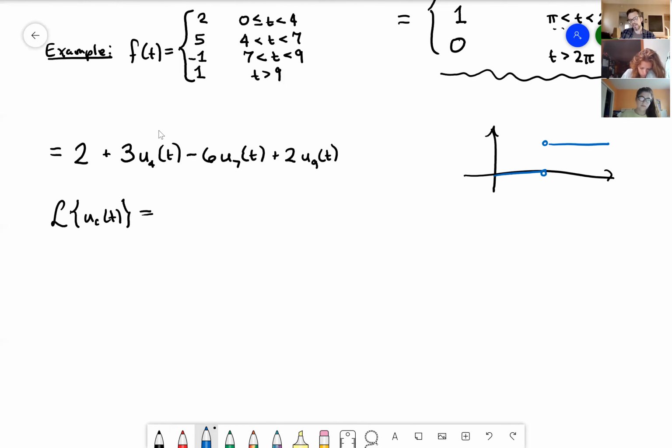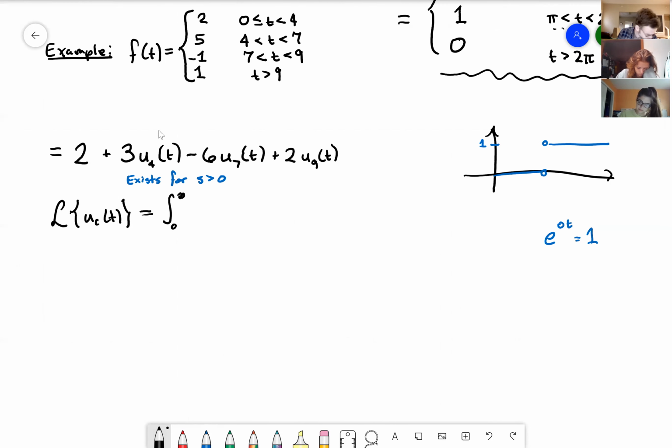Now this thing is bounded by a constant, right? We can take all of its values and set them below a constant. In fact, we can set them below the constant 1. So this is always bounded by e to the 0t, which is 1. So this is definitely of exponential order, and the growth rate of that exponential is 0. So we know for sure that this exists, and that it exists for s greater than 0. So what do we get?